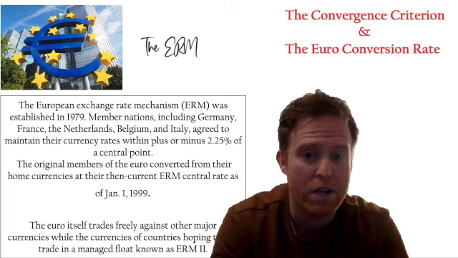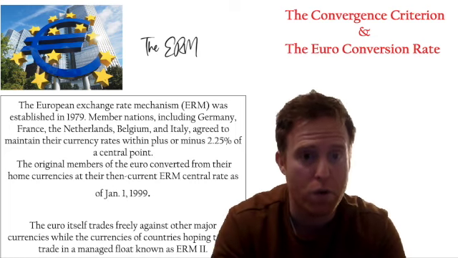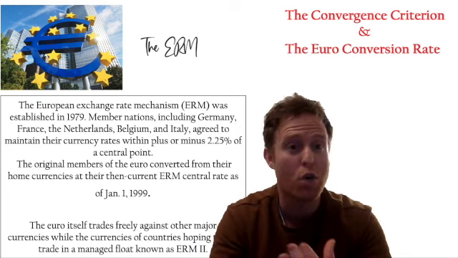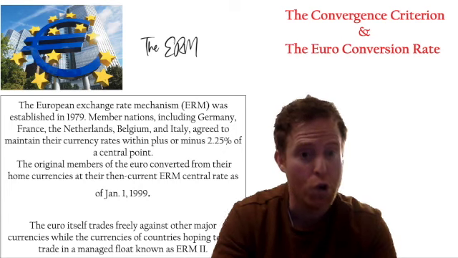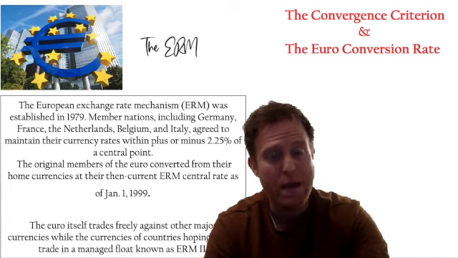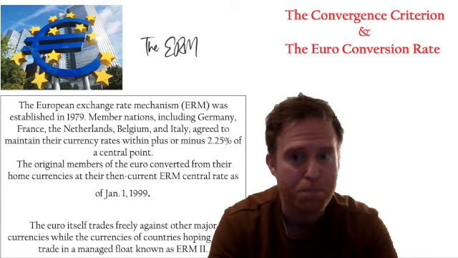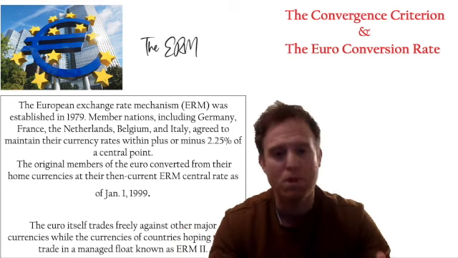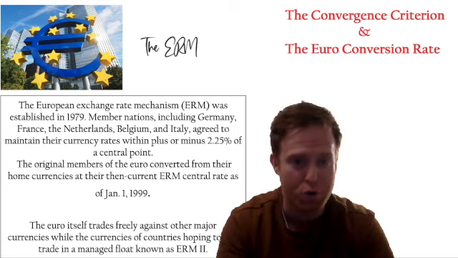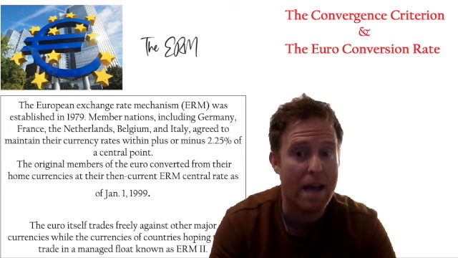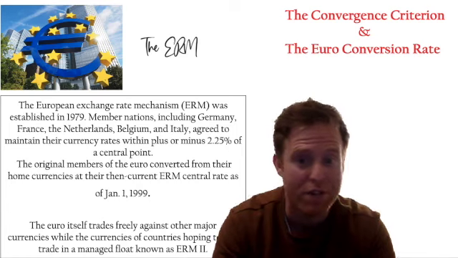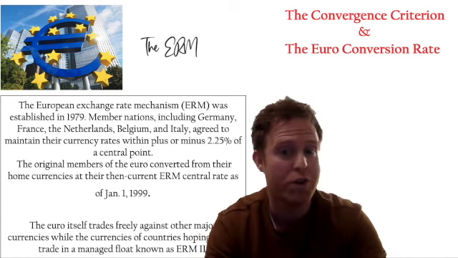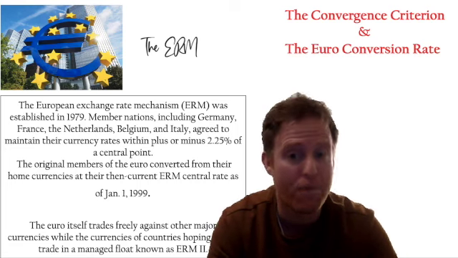And the whole idea is to set them up for when they do get the euro. Because if they peg their currency to the euro, then it helps with the convergence criteria and the euro conversion rates for when they actually do get the euro. It's not going to be a big shock to their system. So as I've said there, the ERM was established in 1979, a long time before the euro was ever created. But from 1999, the original members of the euro converted from their home currencies at the then current ERM central rate to prepare for the euro.